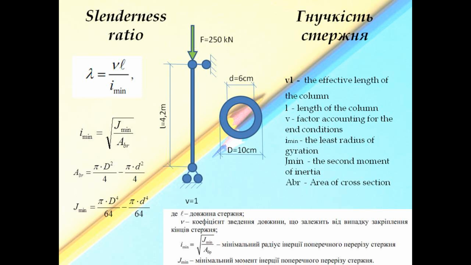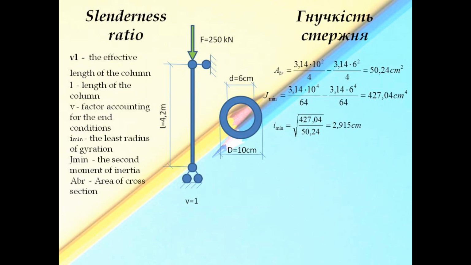What do you know about the radius of gyration? The radius of gyration is the square root of the ratio of an area moment of inertia and cross-section area. This is the main formula. Let's determine the area of cross-section and the area moment of inertia. Next, divide the area moment of inertia by the area of cross-section. And finally, determine the square root.